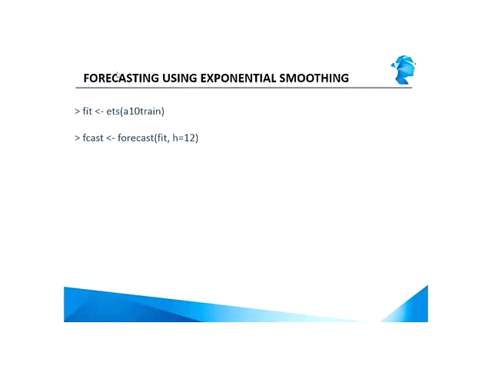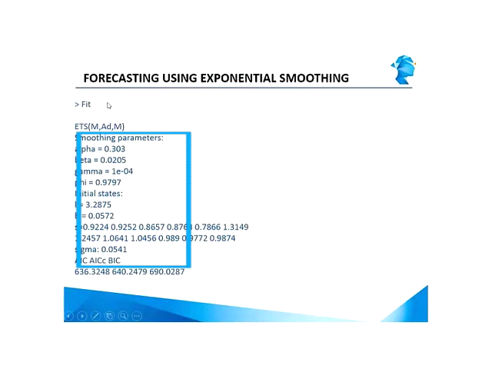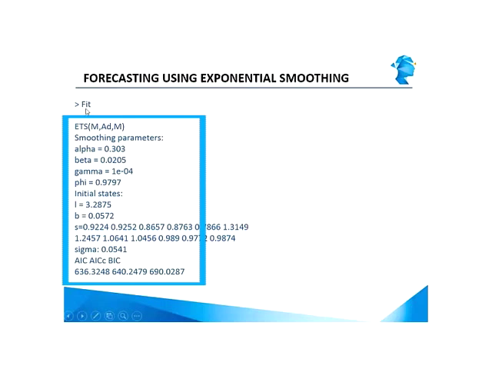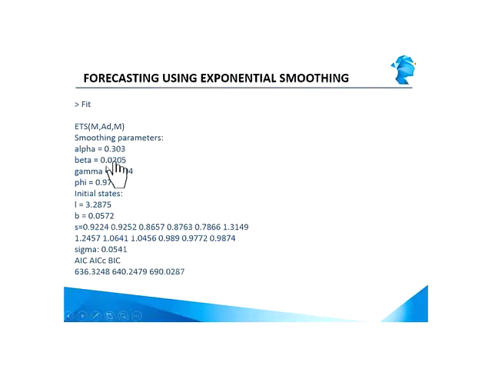Now the fit vector contains your model from the training set. You can print out the output from the model, and this gives you all three parameters for the level, the trend, and the seasonality, and you can see what those smoothing parameters look like, and that will tell you whether it's doing a good job.